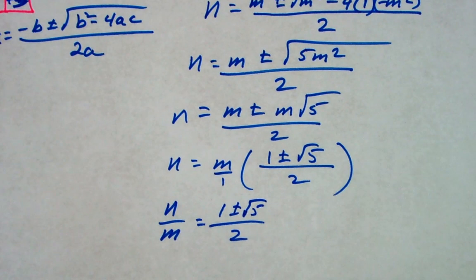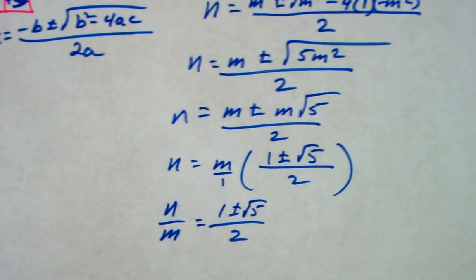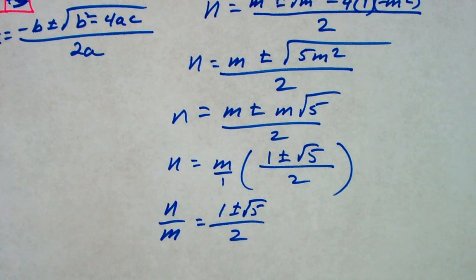Grab your calculators, please. Figure out what 1 plus the square root of 5 over 2 is. 1.618. Okay? Now the minus doesn't really have any impact here because it says the ratio is going to be negative 1 point something. The ratio is never going to be negative because all these numbers are positive.